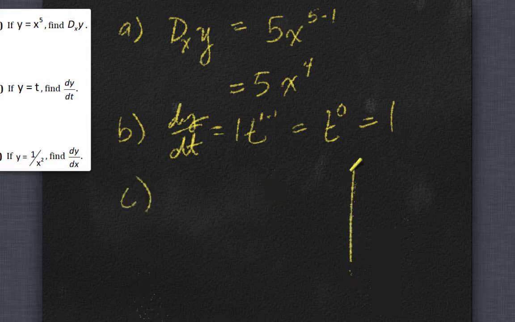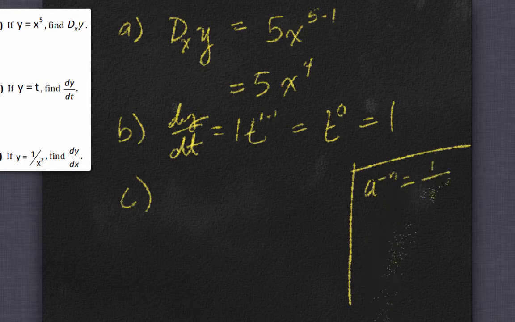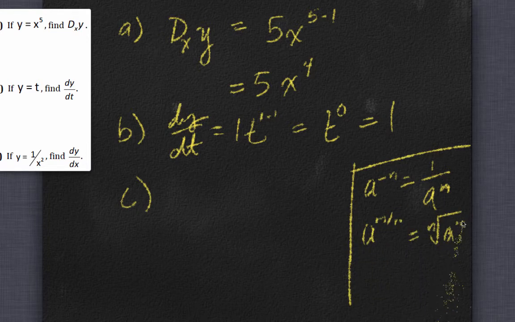C, you have to recall, we need to definitely keep these in mind. There are two power rules that people always forget. One of them is that a to the negative n is 1 over a to the n. So the negative powers just change position on the fraction. If you had a to the negative n in the bottom, you'd move it to the top and make it positive. Also, a to the m over n is the nth root of a to the m.